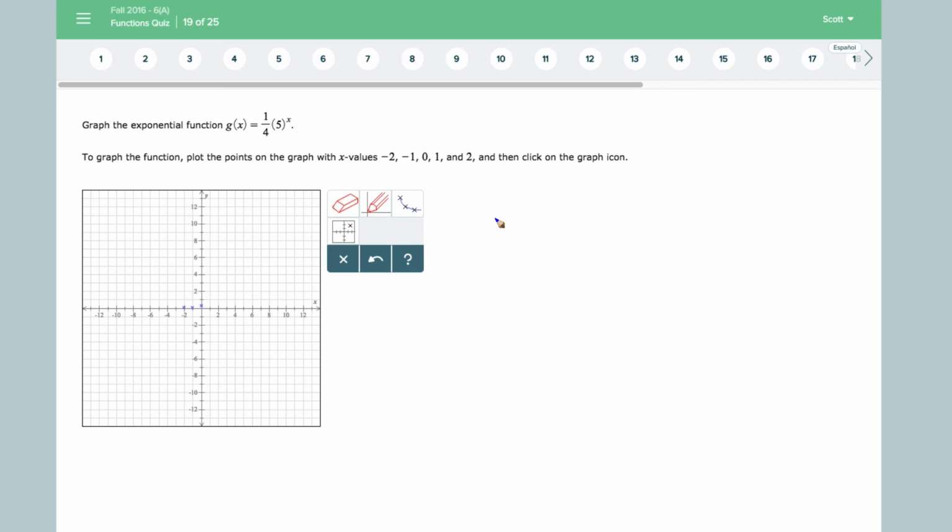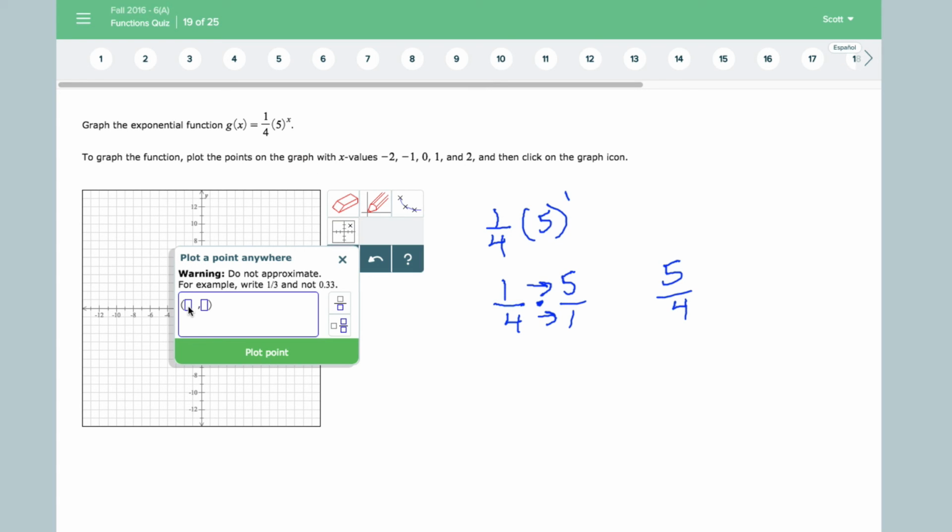Now, let's plug in a 1. 1/4 times 5 to the 1 power. Anything to the 1 power is itself, so that's the same thing as 1/4 times 5, and I'm going to put that over 1 so we can just multiply straight across. That becomes 5/4. So when I plug in a 1, I get 5/4.